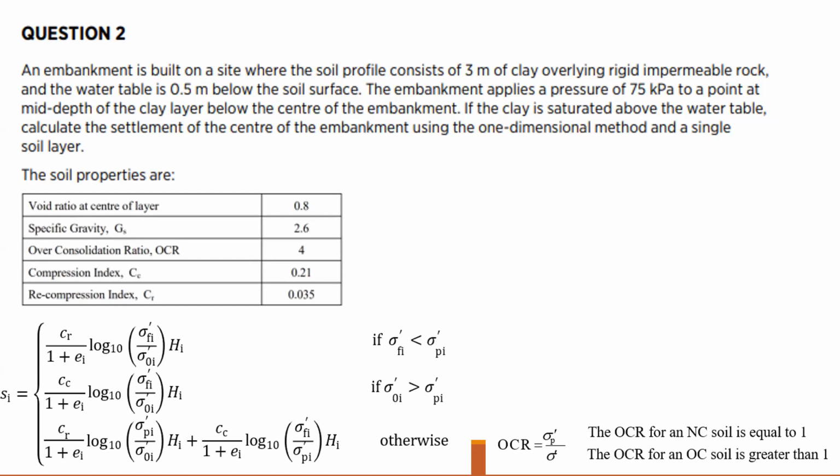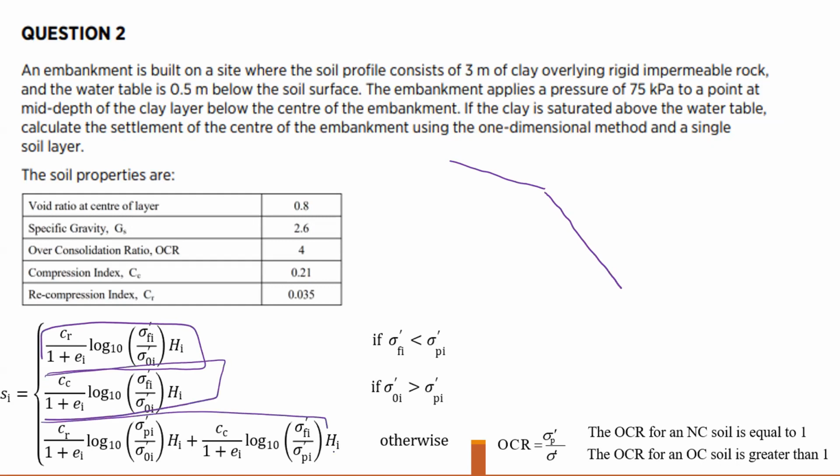So when you're finding the settlement in a different way, you can find the settlement using last week's content, but here we learned in week 10 a different method to find the settlement. To find the settlement, there are three equations. So the first equation is this one. The second equation is this one. The third equation is this one.